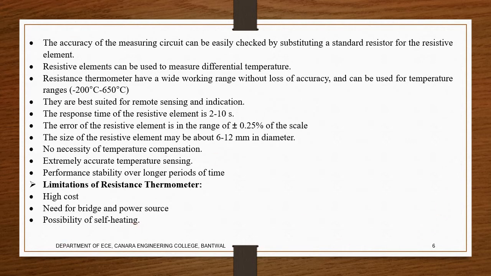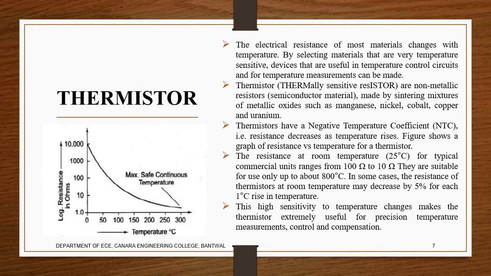Next, we'll look into the thermistor. It's a small type. We'll be using the same principle that we used in the resistance thermometer bridge in the thermistor. But the difference here is that it has a negative temperature coefficient. We'll go into it, don't worry.